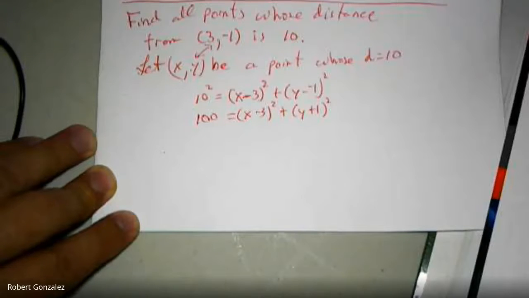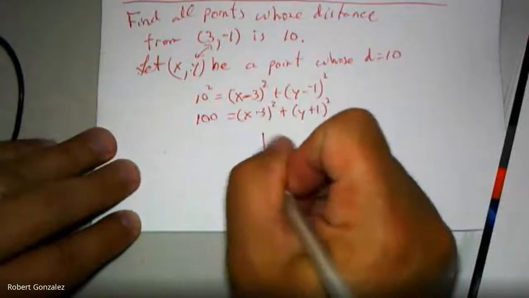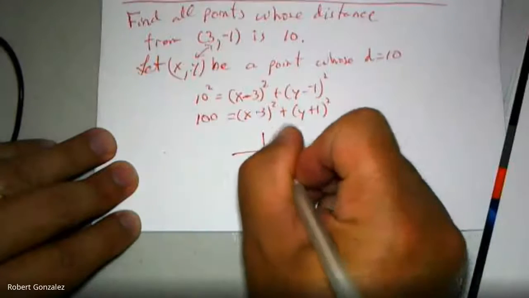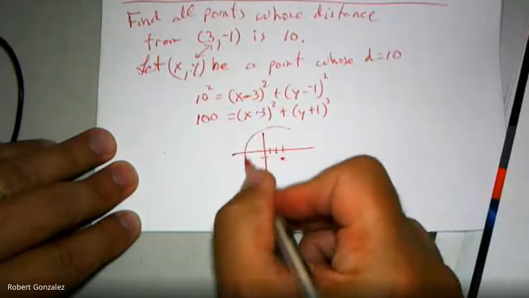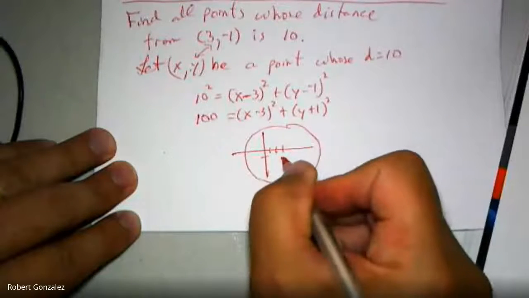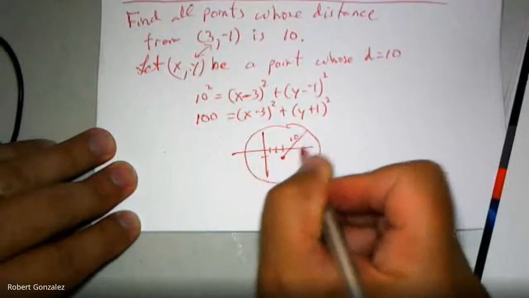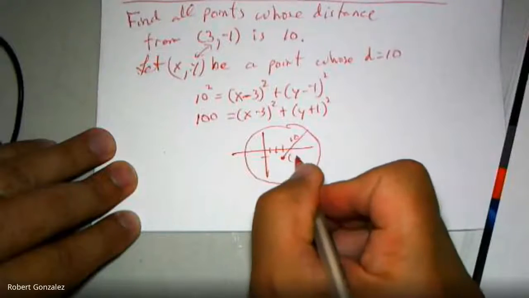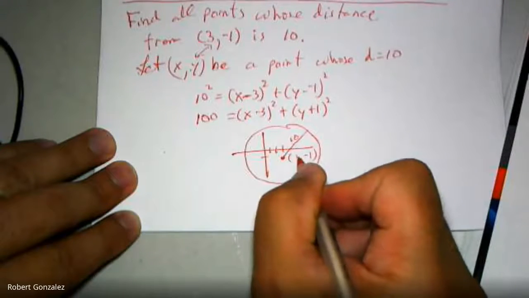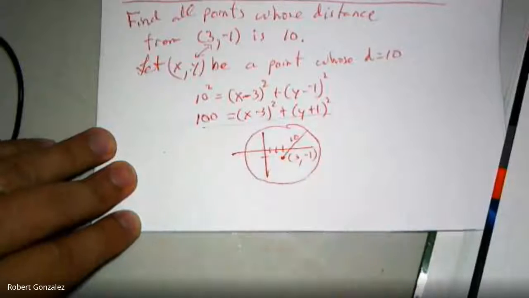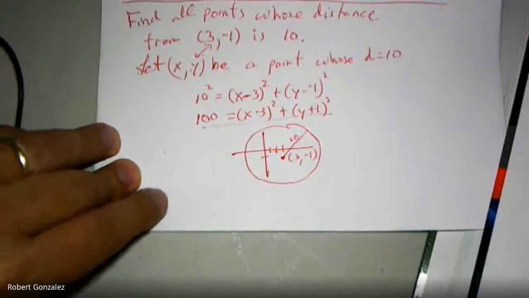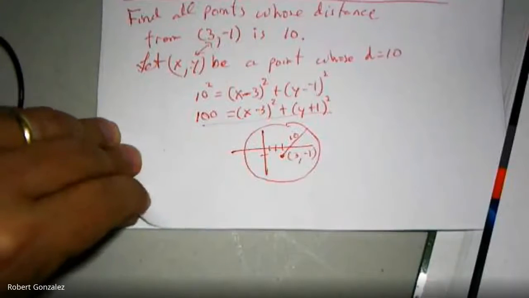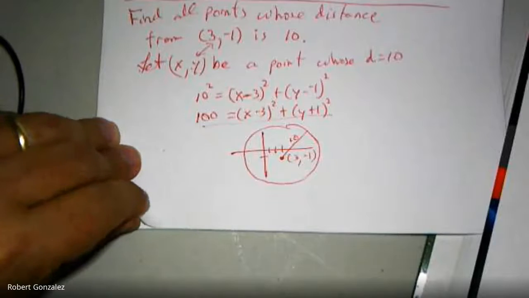So once you've graphed it, you're going to find out that it's actually a circle. (3, -1), and your radius will be 10. That is all the points that are 10 away from (3, -1). And that's the way the equation of a circle looks. We'll go over that in more detail in the next couple of days. I just wanted to introduce that because it's directly related to the distance formula.